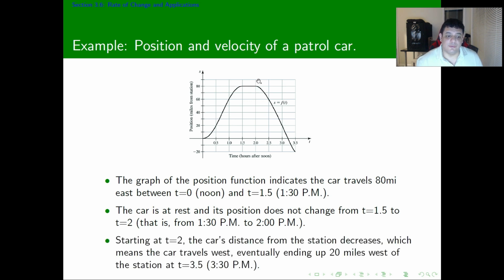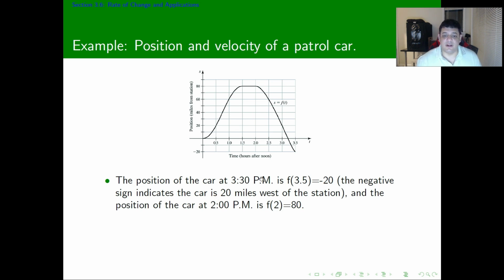Finally, starting at t equals 2, the car's distance from the station decreases. So you notice that this signals the return of the car to the station, and eventually it is going to end up 20 miles west of the station at 3.5, which is 3:30. Okay. So as you can see, given the function of the position, we can track things like the speed using the average formula, and we can also describe position in one direction or the other.